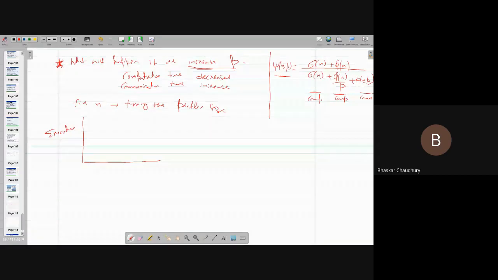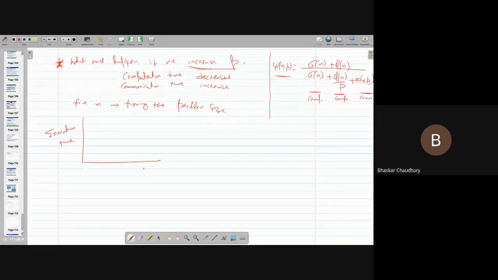Execution time on the y-axis, and the processor. So that is what I am changing. I'm increasing the processor. Let me keep the processors on the x-axis. Let's say that first point is 2, and the second point is 4, something like that, and then 6 and 8 and whatever.